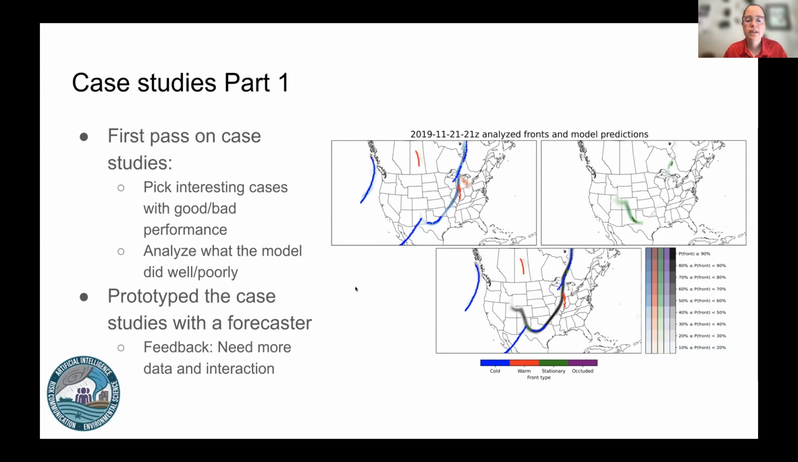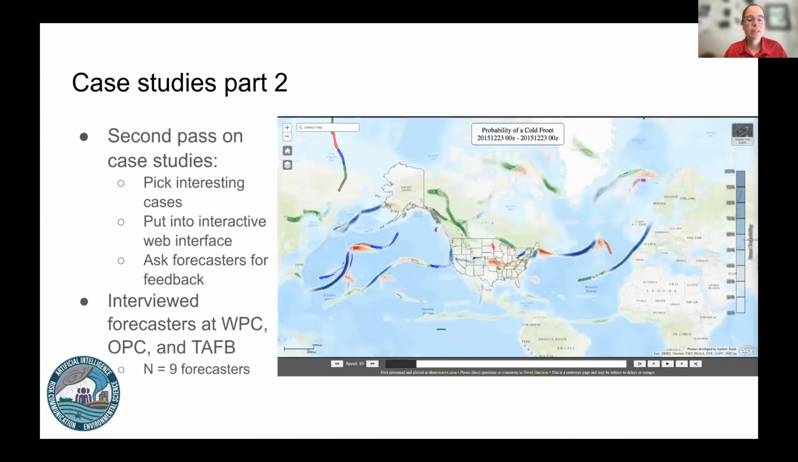And the forecaster said, all right, this is really interesting, but I need a lot more data and I need to be able to interact with it. So that was key. So what did we do with this? Well, we took the second step on the case studies. We tried to pick some more interesting cases to follow a lot of what you all said, but as we'll come into, based on the feedback that we got, we put it into an interactive interface. The interactive interface could show the different variables that we used to build our model. I didn't show that necessarily here.